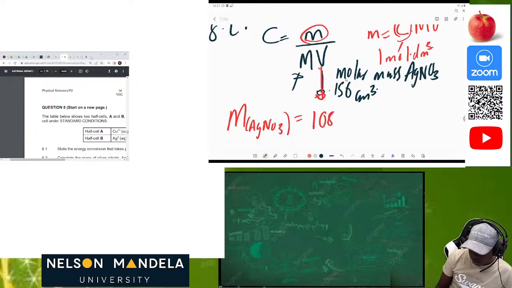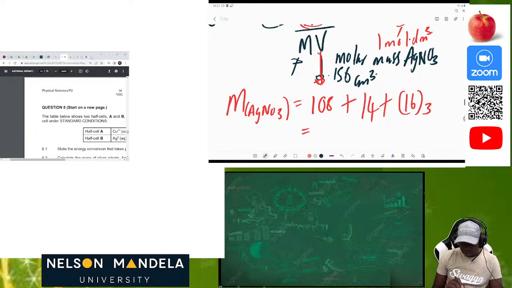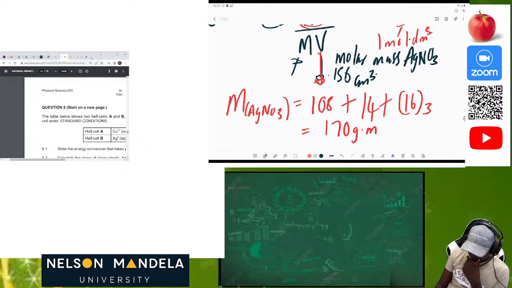It's 108. Then we add for nitrogen, it's 14. Then we add for oxygen, it's 16, but there are 3 of them, so we multiply by 3. Then we use our calculator. 16 times 3, it's 16, 32, 48. 48 plus 14 plus 108, then you get 170 grams per mole.